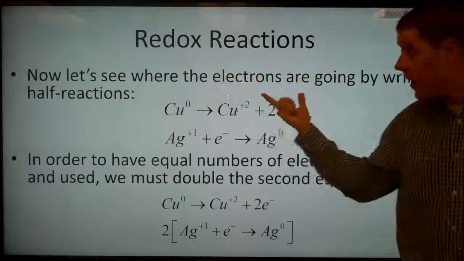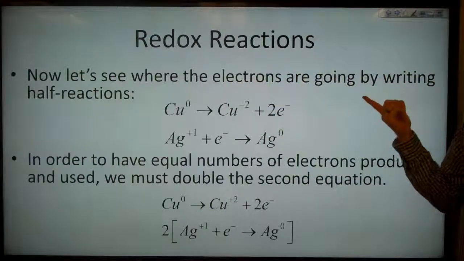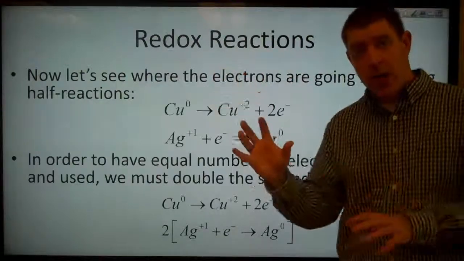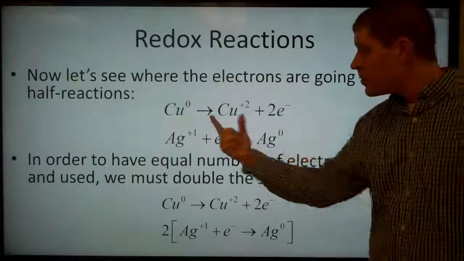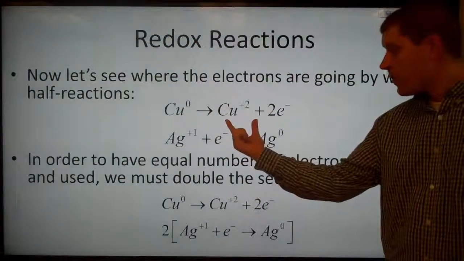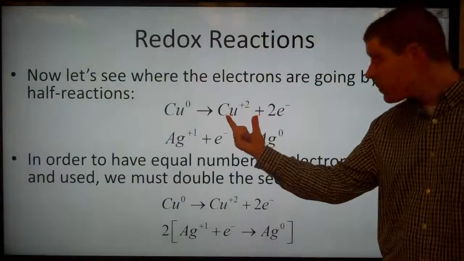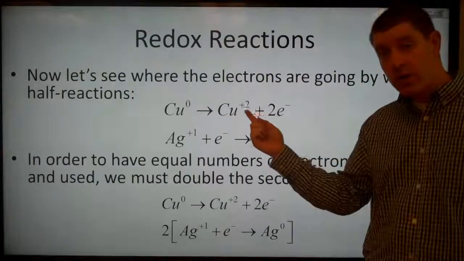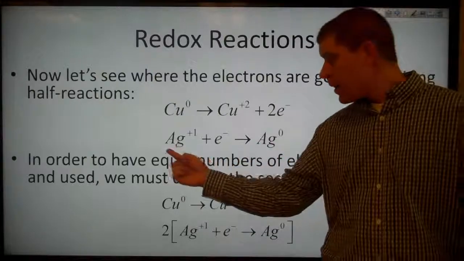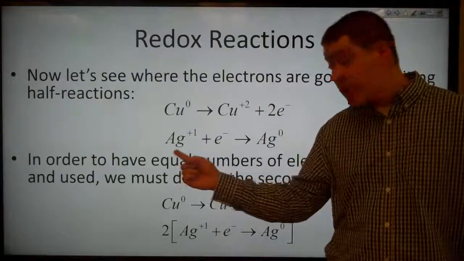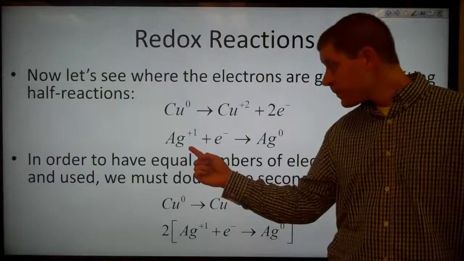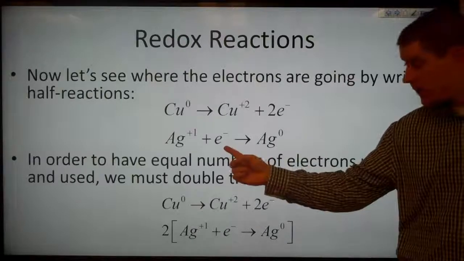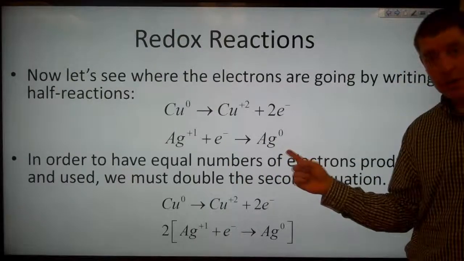So let's see where the electrons are going by writing half reactions. Here we're going to separate out the reactions involving copper and a different half reaction involving the silver. So we start out with copper 0, reacts to yield copper +2, plus 2 electrons. Again, this should really be 2 plus. In the second half reaction, we start out with silver +1, or 1 plus, which reacts with an electron to give us silver 0.